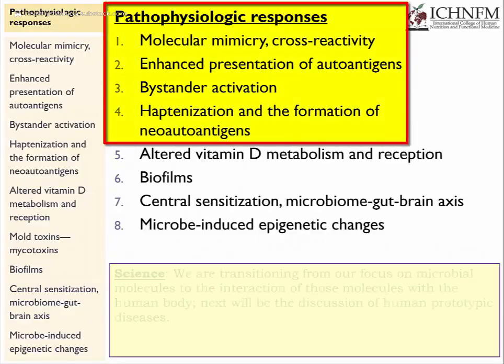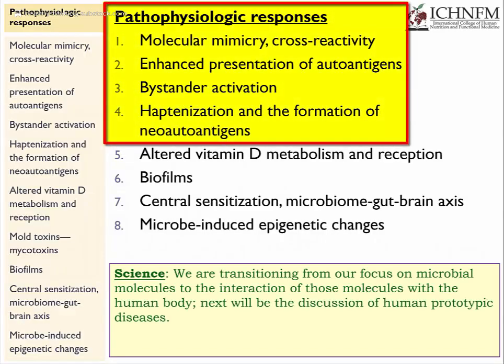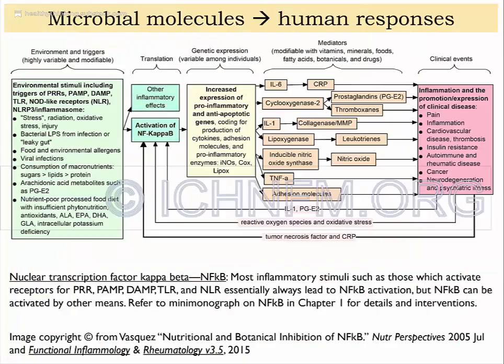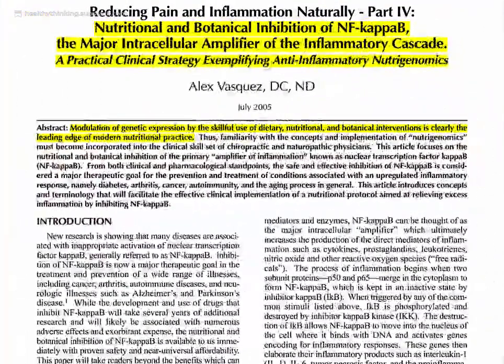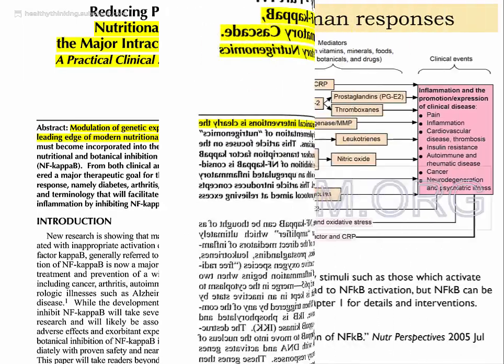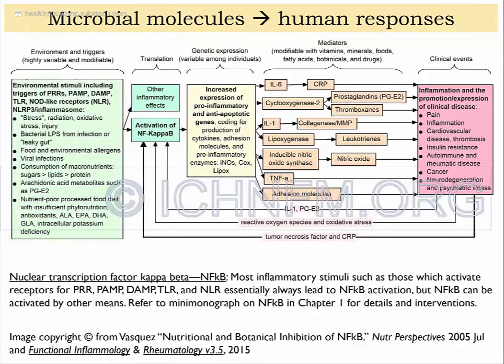So one of the ways to understand these pathophysiologic responses, and in my opinion, this is the easiest way to understand and the easiest way to explain to patients, is to use the NF-kappa B pathway as a model. And you can see that outlined here. I've published this in my books. You have it in the printed clinical monograph. I also have an article that I published back in 2005, which is available online if you want to take a look at that.